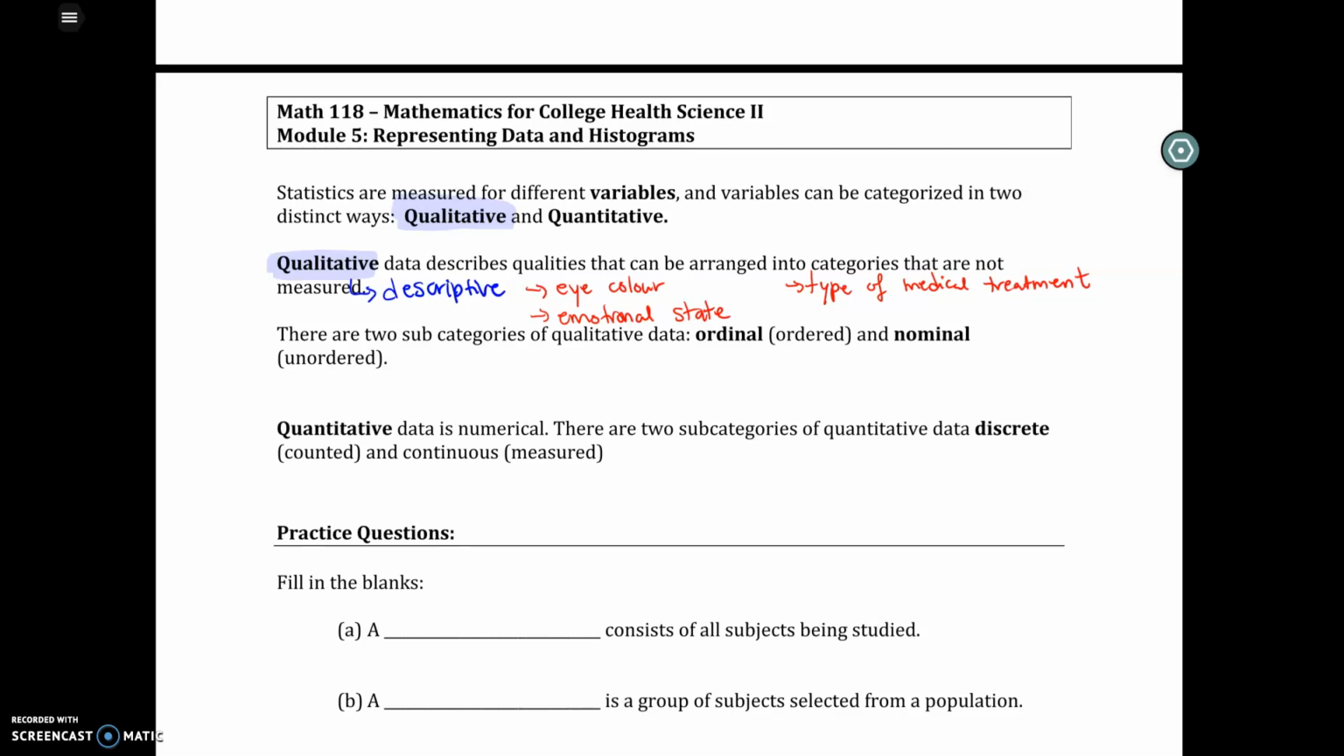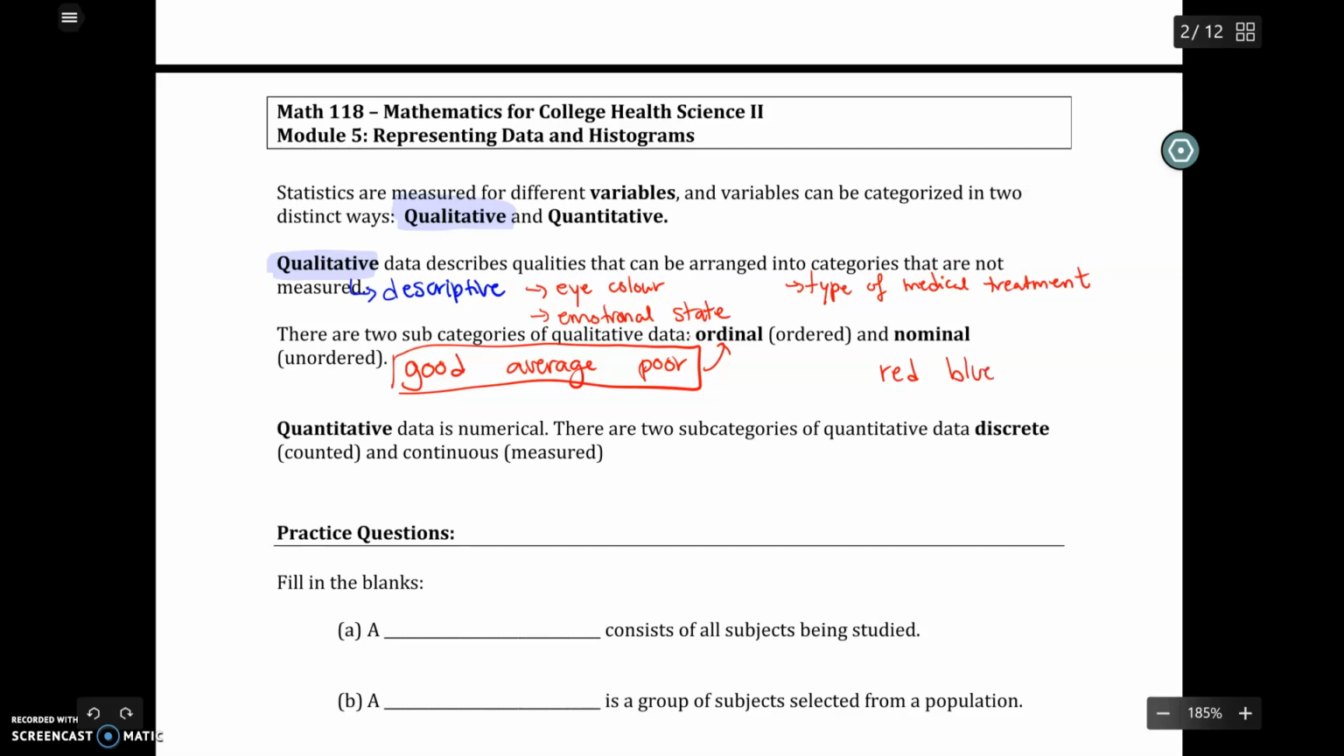There are qualitative variables that have a natural order to them, right? So if we're thinking about describing your emotional state as good, average, poor, right? That would be an example of variables that are ordinal. There's a natural ranking in how those variables appear, whereas nominal variables are qualitative but don't have a natural order, so maybe like red, blue, yellow.